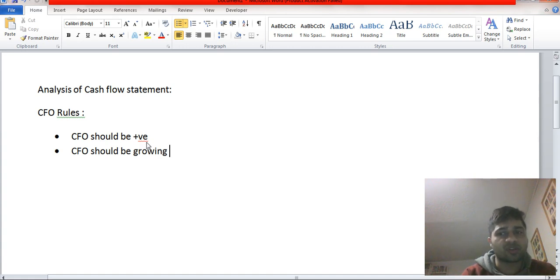The second aspect that we look at is that cash flow from operations should be growing. So there should be growth in cash. If the cash flow from operations is falling, it means the business or the industry is not very profitable anymore. So these two rules we need to follow. Cash from operations should be positive, number one. Number two, cash from operations should be growing.